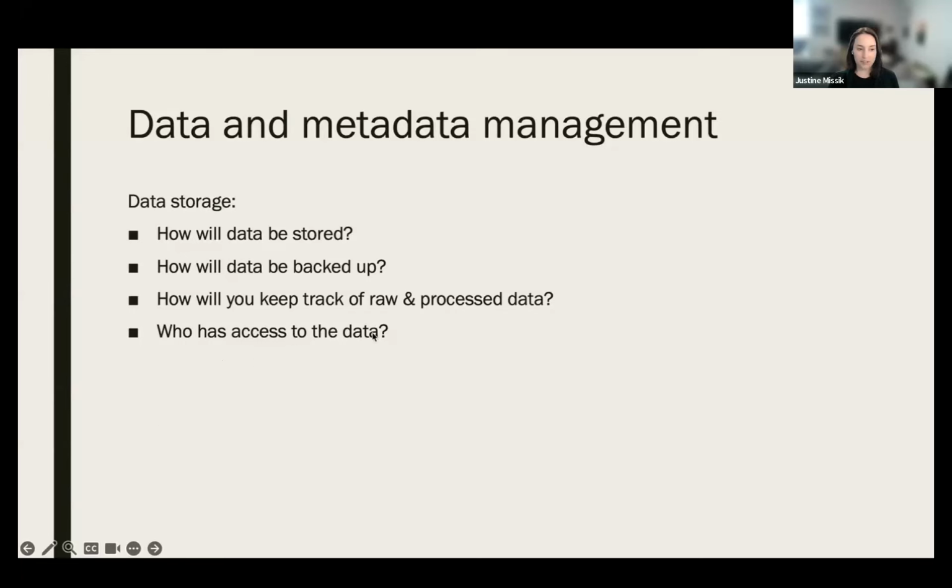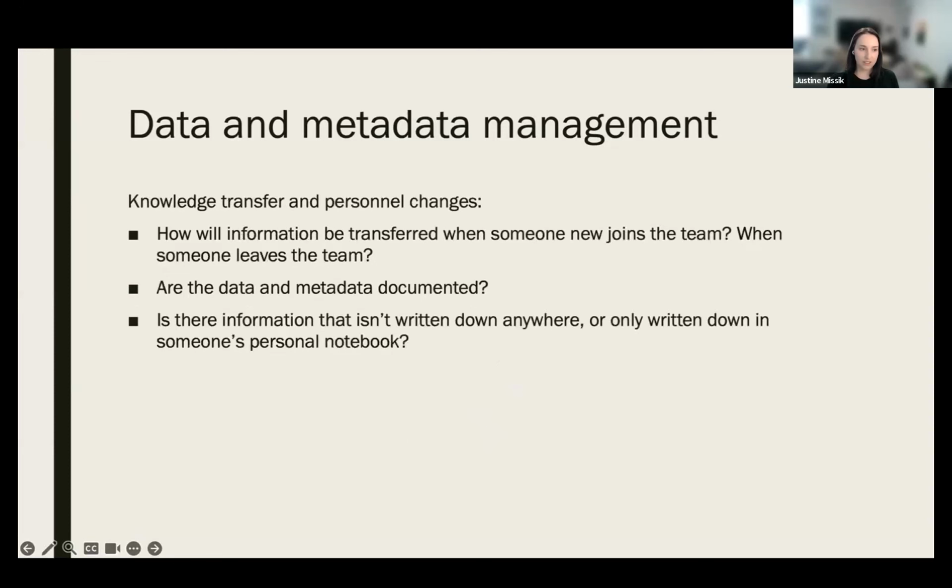And then also thinking about who in your team has access to the data. Are the data being stored in a way that different people on the team can access, or do you have a system where it's being backed up on one student's hard drive or something, where really the data access is dependent on that one person? So that's important to consider.